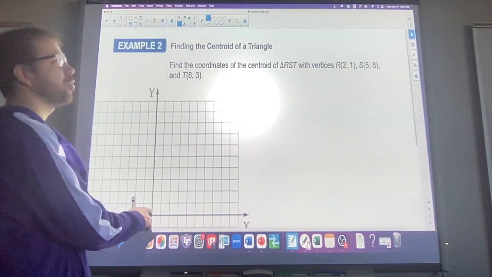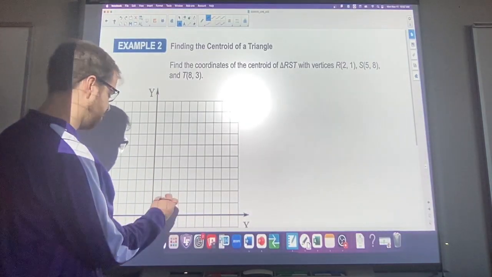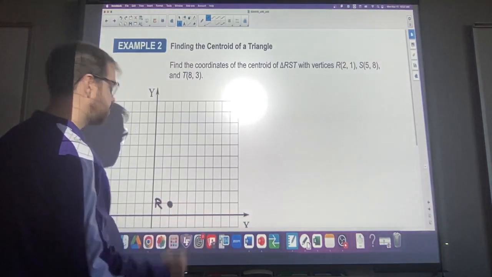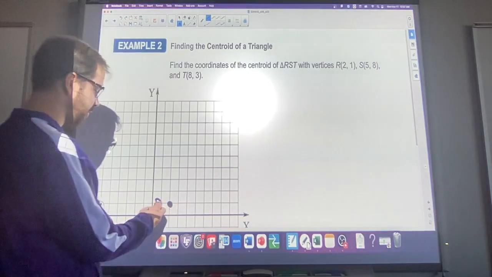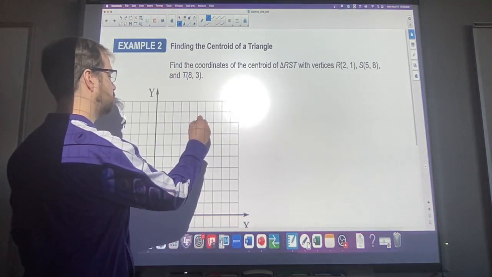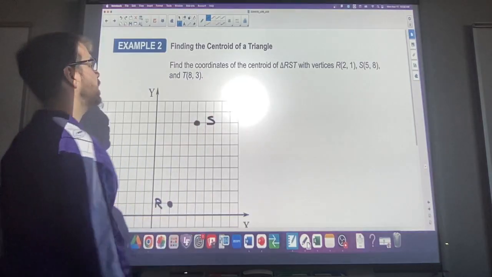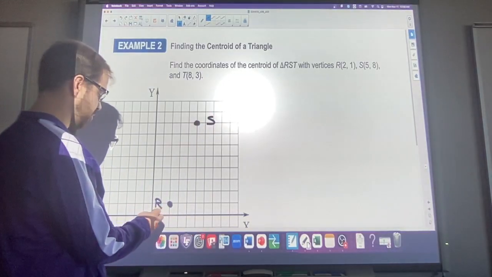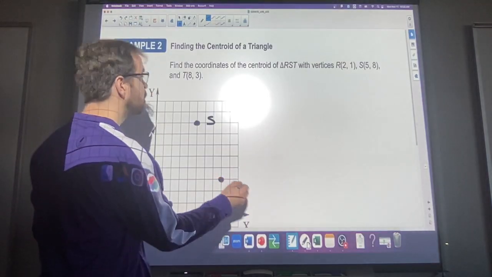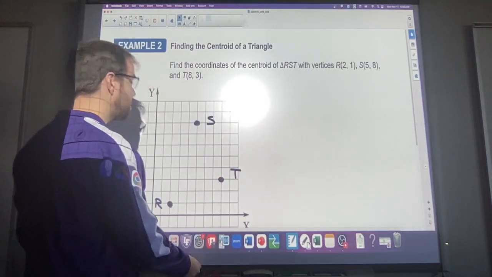So we're going to have point R, which is (2, 1). All right, so we got point R. We got S, which is (5, 8). And we have T, which is (8, 3). T. And I'm going to connect them.